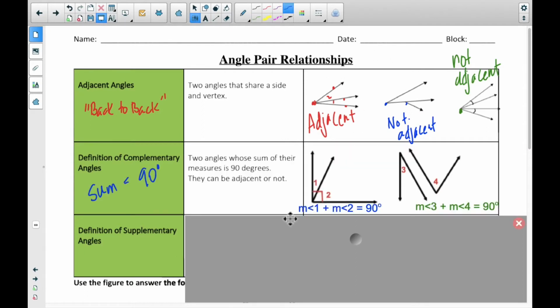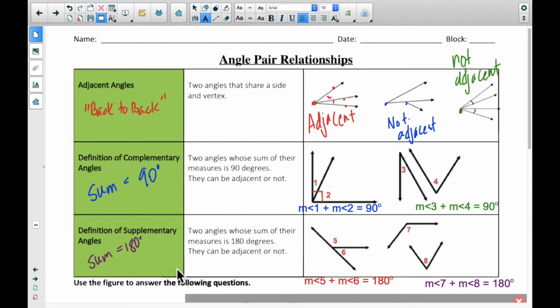Two angles which are complementary, their sum is 90 degrees. So they might be adjacent or they might not be, doesn't matter. So angle 1 and angle 2 here, they add up to be 90 degrees. Remember that little square thing? That is a 90 degree. Angle 3 and angle 4 also add up to be 90 degrees. They're not adjacent, but they don't have to be adjacent. If we did stick them together, they would make 90 degrees.